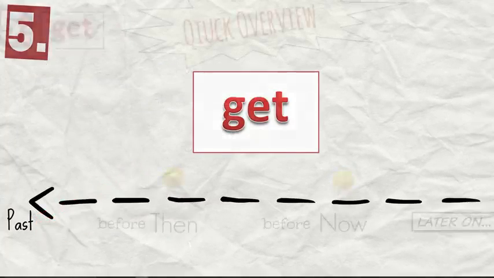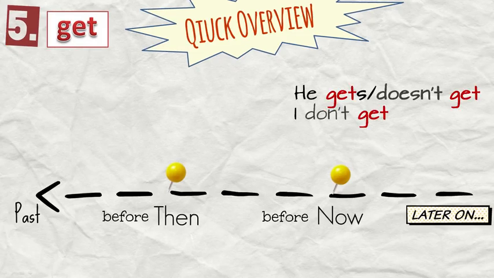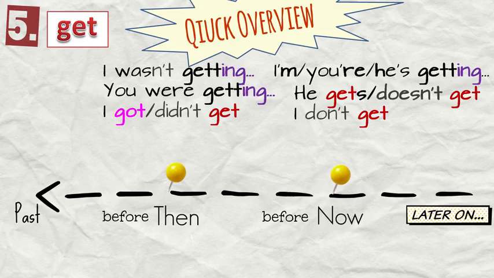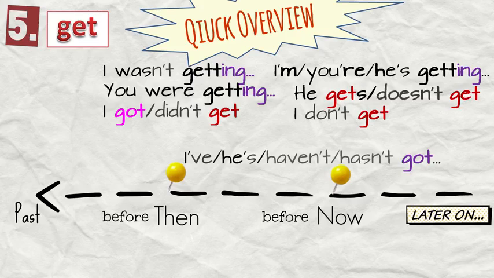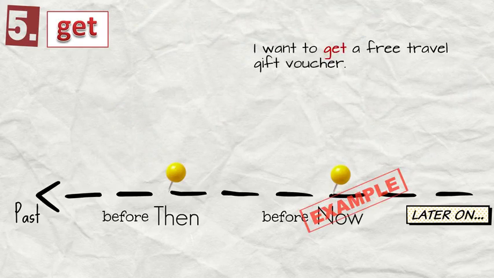Get. Quick overview again. I get, I don't get. He gets, he doesn't get. I'm getting, you're getting, he's getting. I got, I didn't get. I was getting, I wasn't getting, or you were getting. I've got, he's got. I've been getting, he's been getting. I'd got, I hadn't got. I'd been getting.